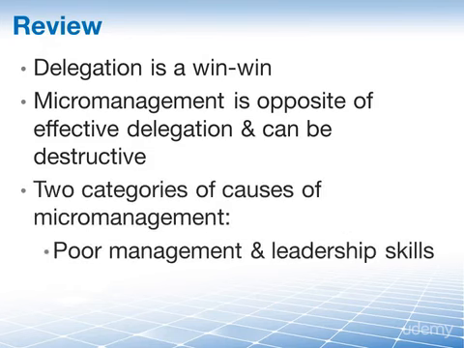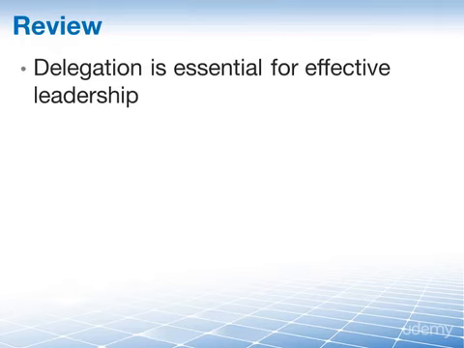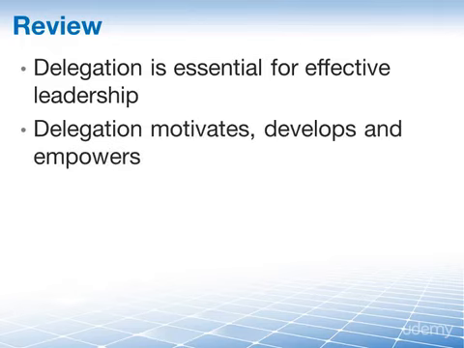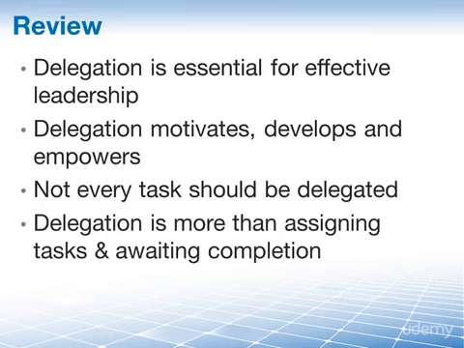The main causes of managers becoming micromanagers fall into two categories: poor management and poor leadership skills. And micromanagement can be avoided by admitting it, soliciting feedback, and determining the root cause. Furthermore, delegation is essential for effective leadership, and it serves as a means of motivating, developing, and empowering employees to reach their full potential. However, not every task is appropriate for delegation. Delegation is also more than simply appointing a task and waiting for its completion. There are steps for successful delegation.